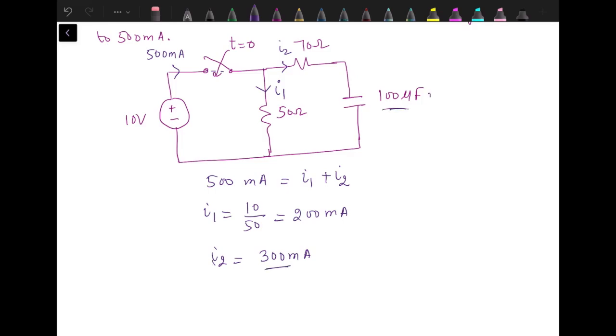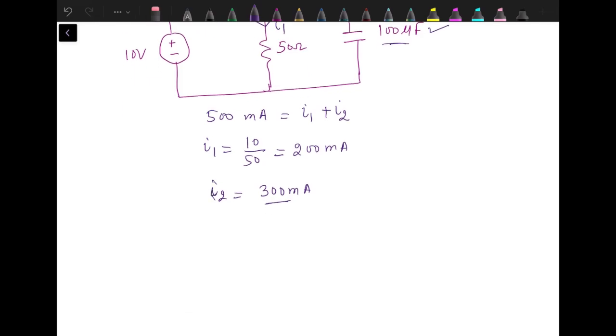We need to derive the expression of current through the capacitor and equate that to 300 milliampere in order to know the time to reach this current, and this current from the battery at 500. So this one is 300 milliampere.